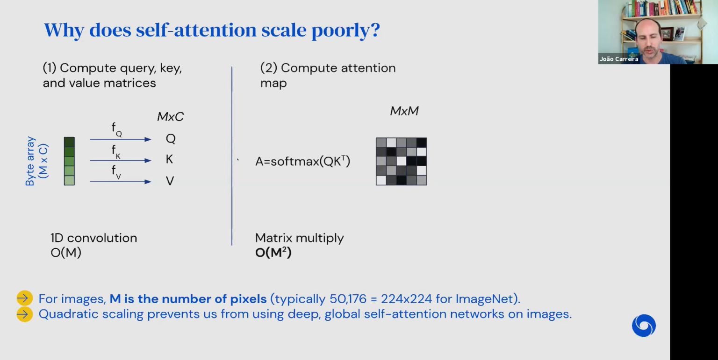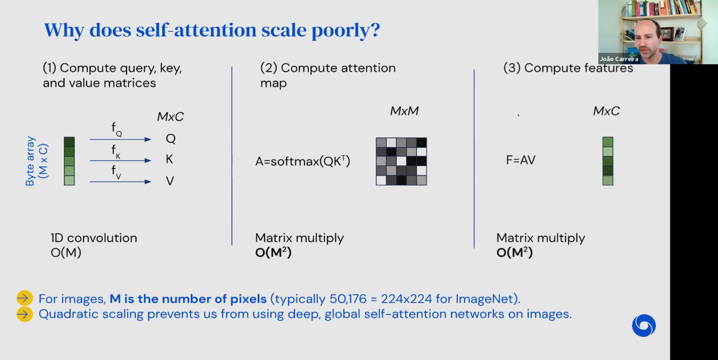The issue is when you want to compute these attention maps that are quadratic in the number of inputs. So if you have 50,000 inputs, it's not really feasible to compute these matrices anymore. And then the final part of self-attention, again, it's quadratic. You need to multiply this attention matrix by another matrix, and the attention matrix is m squared again.